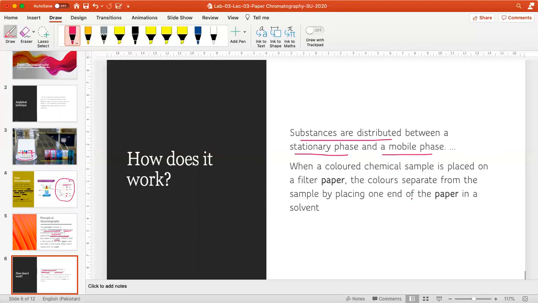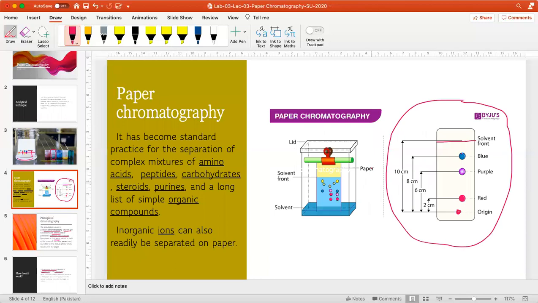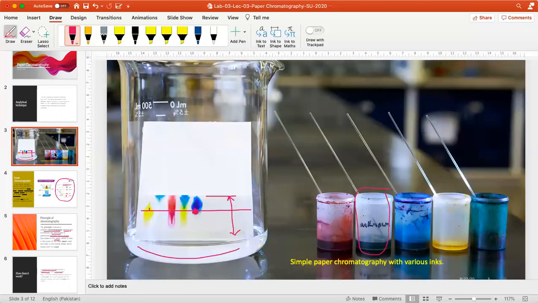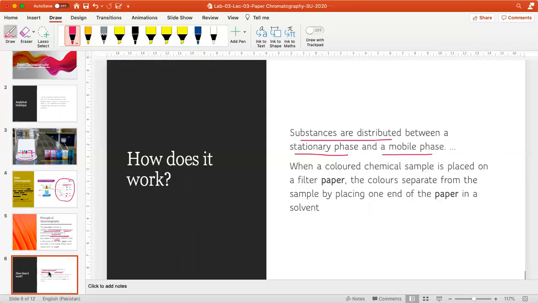So when a colored chemical sample is placed on a filter paper, the colors separate from the sample by placing one end of the paper in a solvent. So हम पेपर के एक एंड के ऊपर, अभी आपको मैंने इस स्लाइड पे शो किया है कि एक एंड पे हम लगा लेते हैं पेपर, और जैसे ही सॉल्वेंट जो है वो एब्जॉर्ब होता है, ठीक है, when the solvent is absorbed by the filter paper containing the spot of the mixture, and this mixture is made up of different inks, और वो separate होना शुरू हो जाते हैं like this. मैंने earlier आपको थोड़ा सा explain कर दिया था, explanation upcoming slides में.